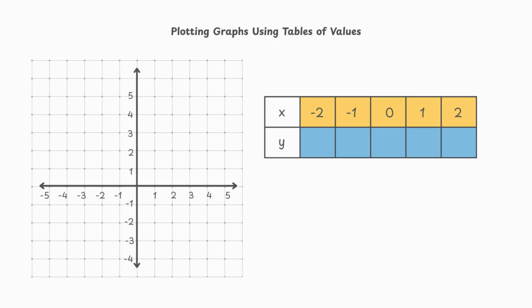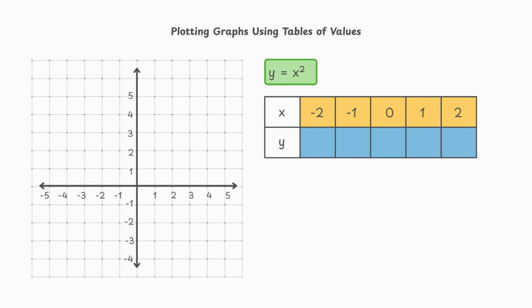Now, let's look at an example of how we use a table of values to plot a graph. The equation we are working with is y equals x squared. This is a quadratic equation, and it will produce a curved graph. Now, instead of guessing the shape, we are going to calculate specific values. Look at the table. We choose values for x. Here we have -2, -1, 0, 1, and 2. Now for each value of x, we substitute it into the equation y equals x squared.